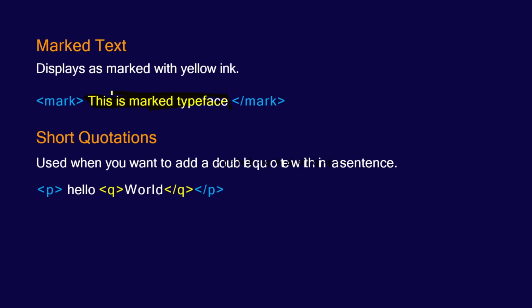You will have one particular mark like this of yellow color, just like how you highlight it in your pages or whenever you are writing something in your notes. When you highlight it, it's just going to highlight it like that. Next, you have short quotations. These short quotations are used to display the double quotes in your paragraph or for any of the words that you want.